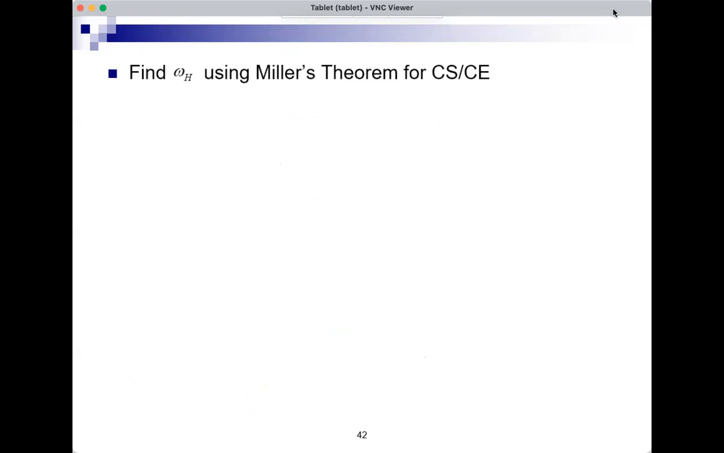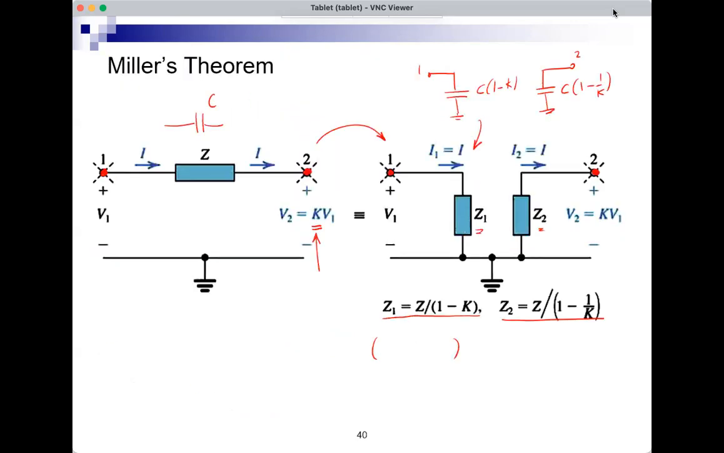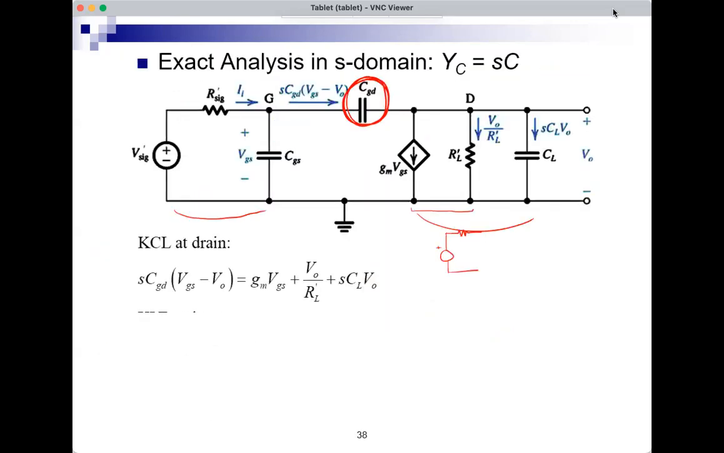So let's see if we can apply Miller's theorem in the common source amplifier, or the common-emitter amplifier. Maybe we should go back and look at the circuit and see if we can apply it. Let's go to the circuit, and here it is.